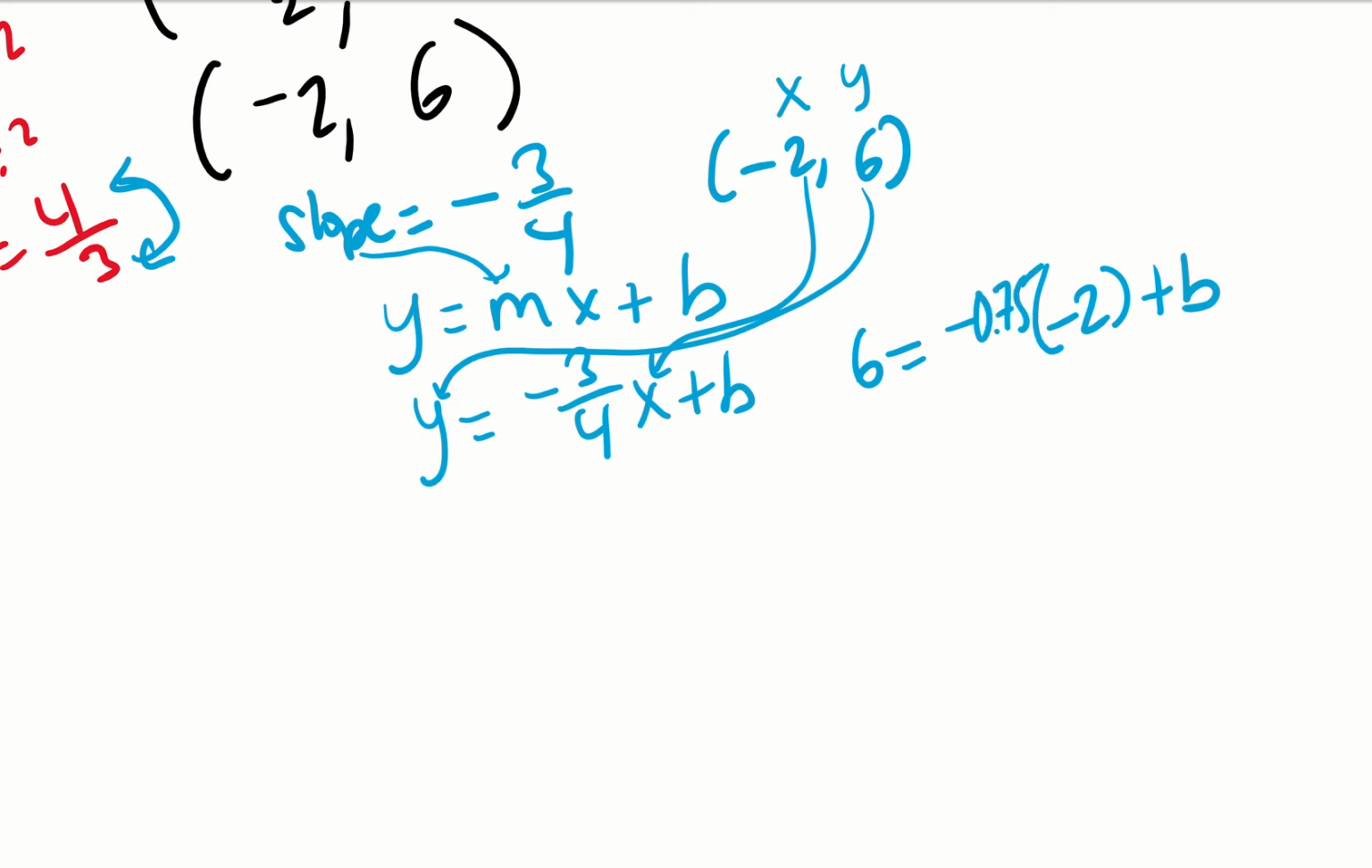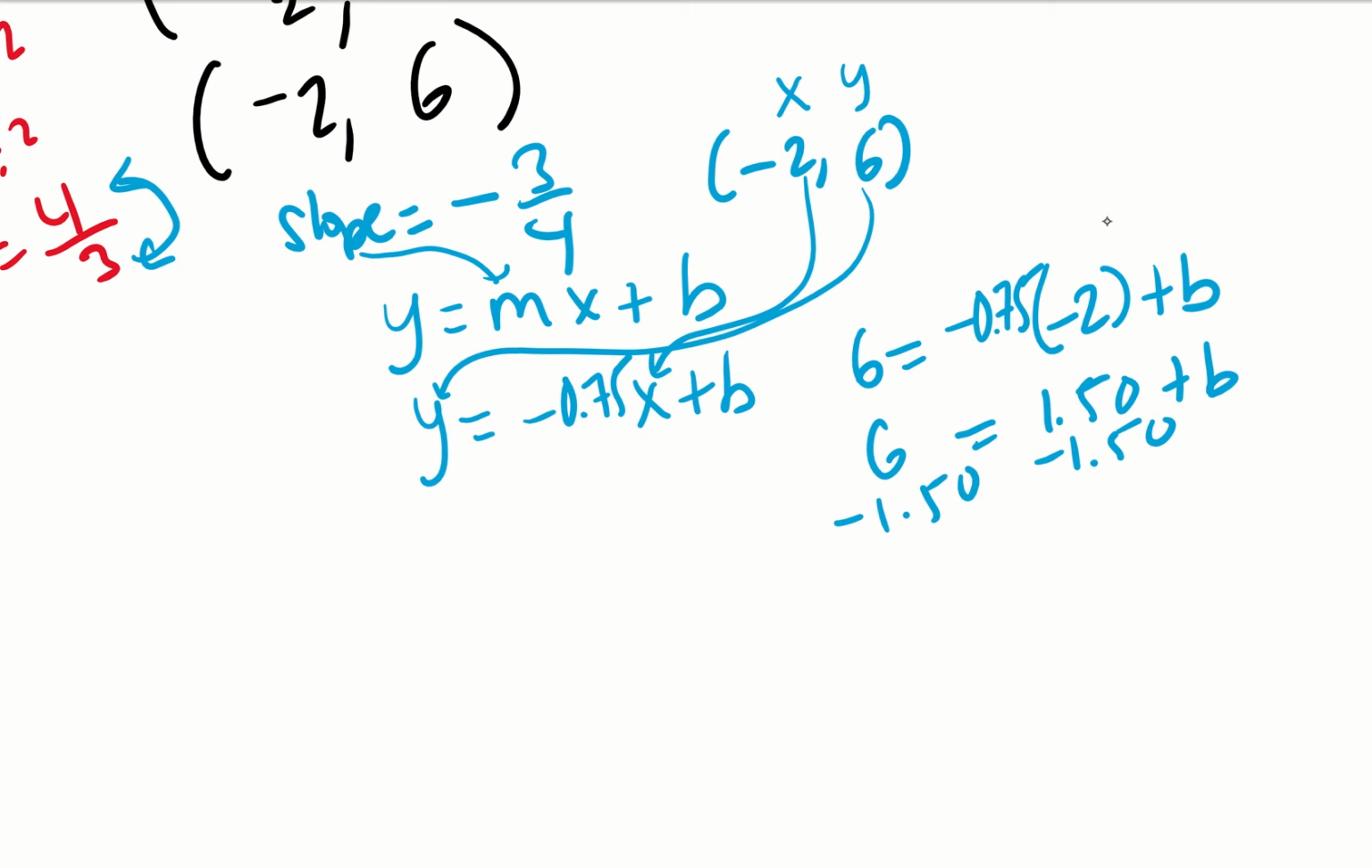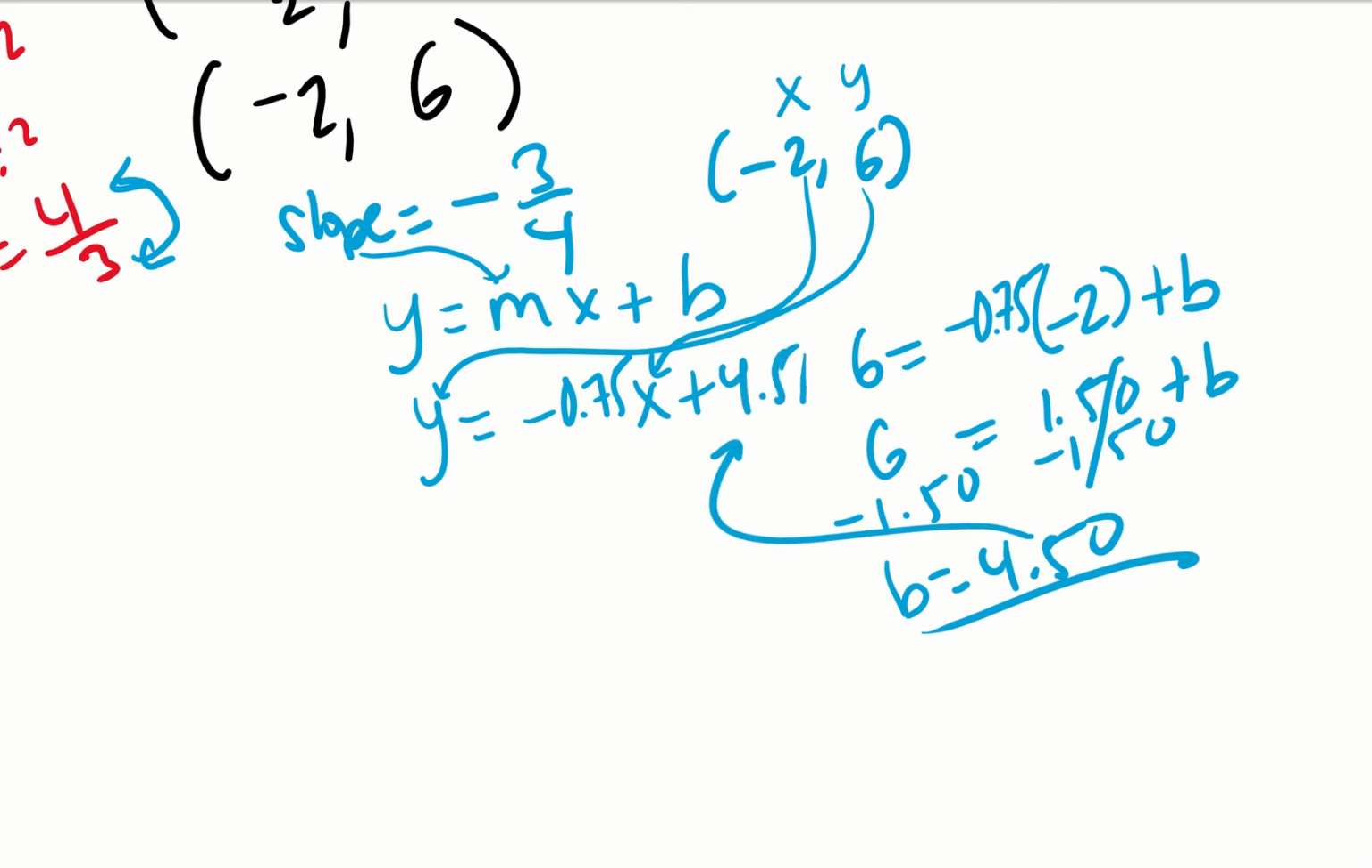So I'll change that to -0.75, and I'll change this to -0.75 as well. Okay, so 2 times -0.75 is 1.50, and then we'll subtract 1.50 on both sides. And so b is 4.50, which means that we can replace the b here with 4.50. And I'll do that here right now.